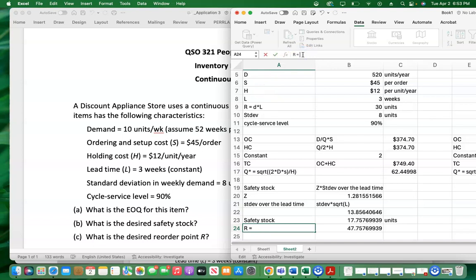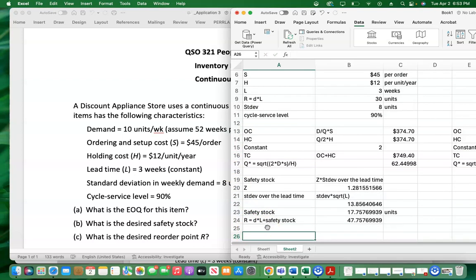It is the demand, or the regular demand times L, which is this one here, the regular demand times the lead time, but we need to add safety stock. So this is actually the desired reorder point. And now we will need to find the holding cost of the safety stock. So we need to hold these additional units which we have to keep during the lead time.